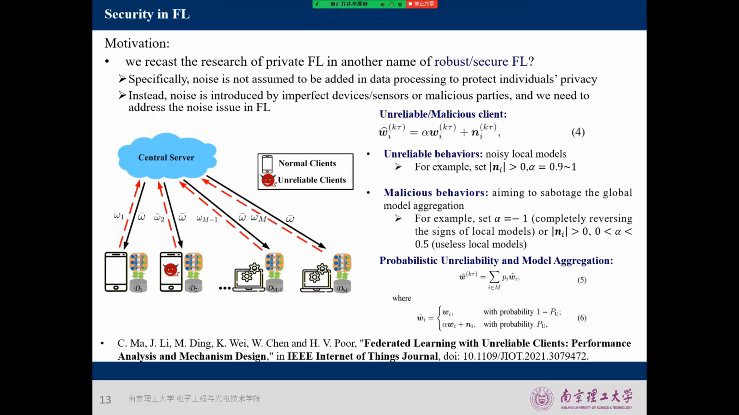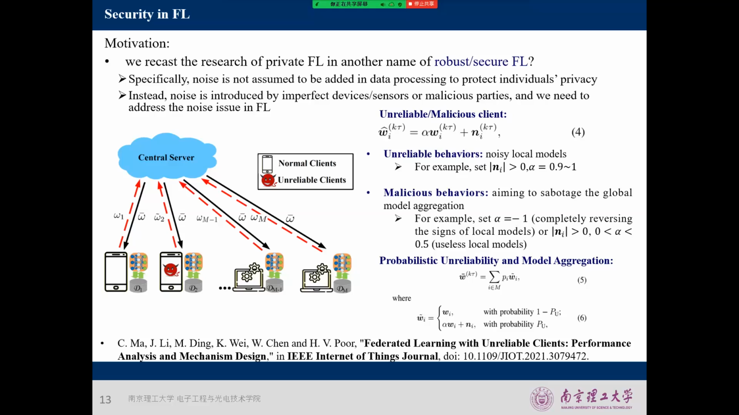The first one is where we try to act like the malicious behaviors. The attacker aims to downgrade the global performance, for example using the decaying factor alpha. If alpha equals -1, it completely reverses the signals of the local models. There are also unintended behaviors, like random adjustment loss caused by imperfect devices and sensors.